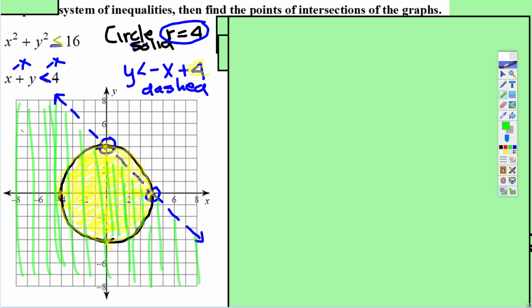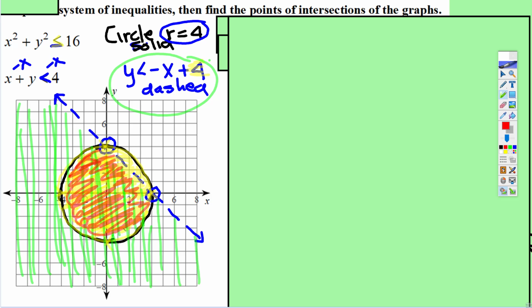The green shading is for this inequality, and the yellow is for the circle. Notice where they overlap. I'll do this in red. Where they overlap is this part of the circle, not that one sliver right there where it's just yellow. Where they overlap, it doesn't touch the outside of the circle. It's just everywhere on the inside that meets the two criteria.